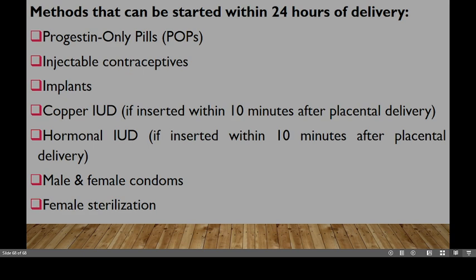Generally, we have these methods that can be started within 24 hours, like the POPs, the injectable contraceptive, the implants, and the copper IUCD, of course inserted within 10 minutes after placental delivery. You could also do the hormonal IUCD if it's started within 10 minutes after placental delivery, male and female condoms, and female sterilization.